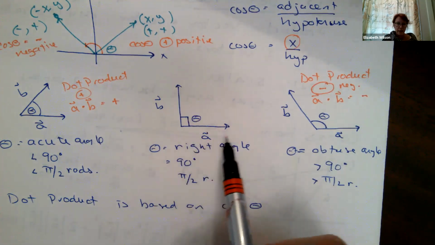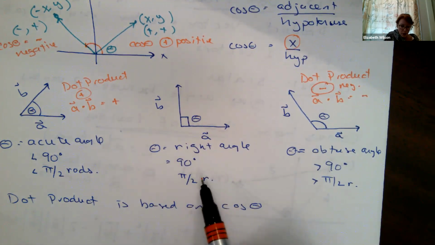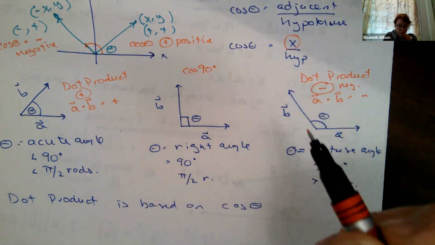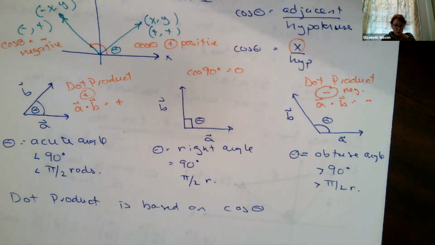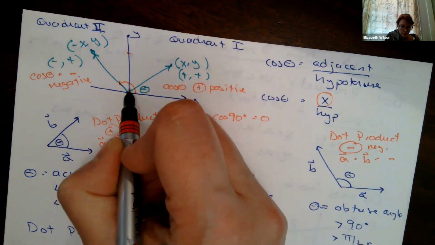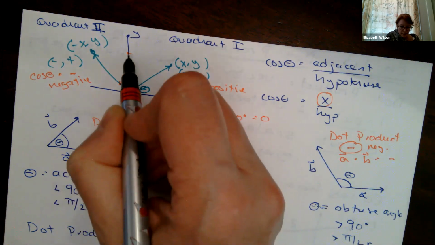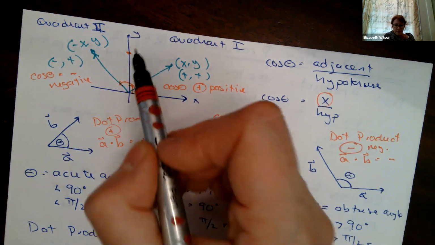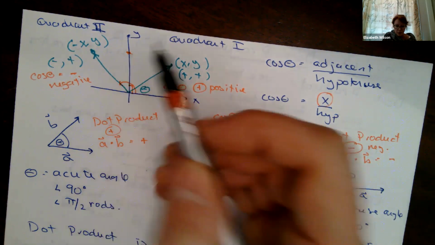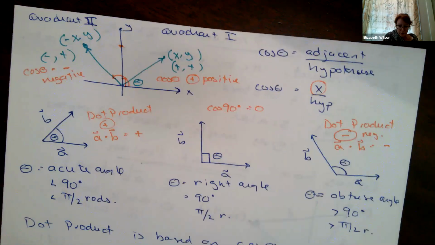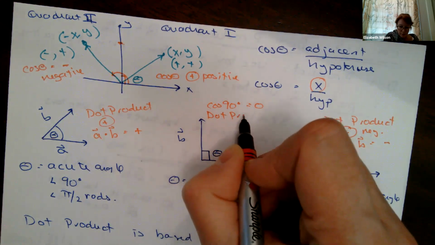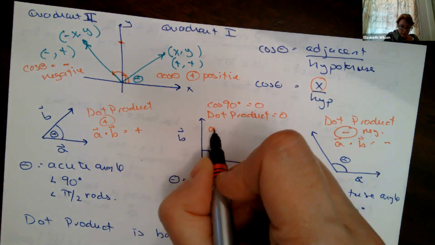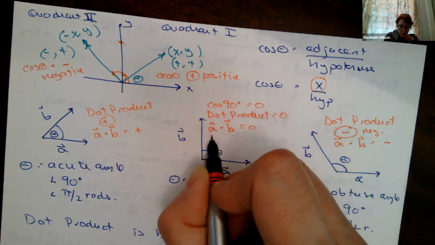Now, let's talk about our right angles. The cosine of 90 degrees, so the cosine of pi over 2, is equal to 0. Why is that? Because here, my 90 degrees, this right angle, my x is equal to 0. I'm sitting right on top of the y-axis, my x is equal to 0. So my cosine of 90 degrees is equal to 0. That means that my dot product is equal to 0. So I would say A dot B equals 0.